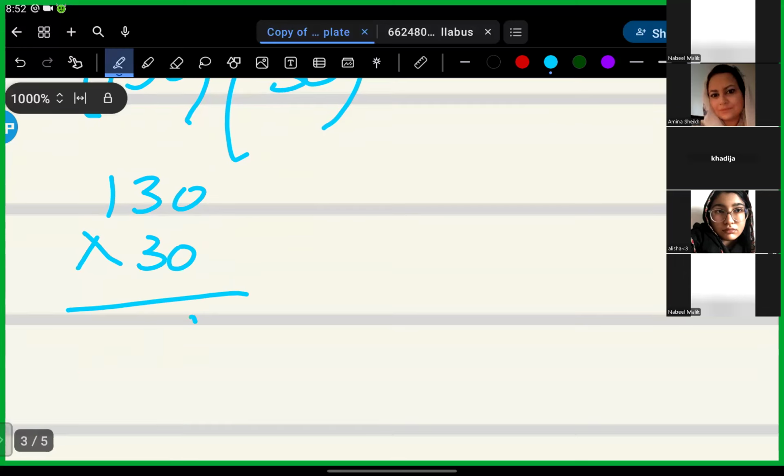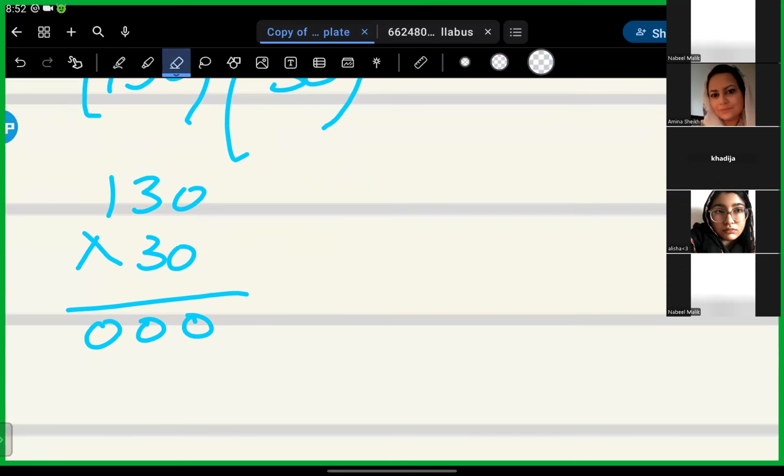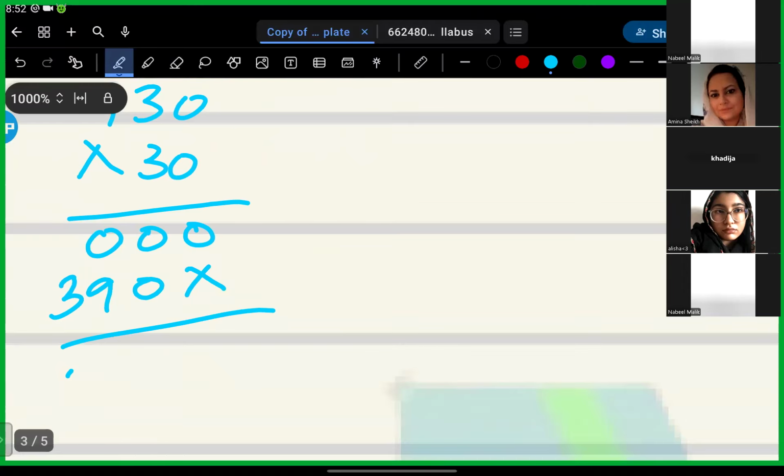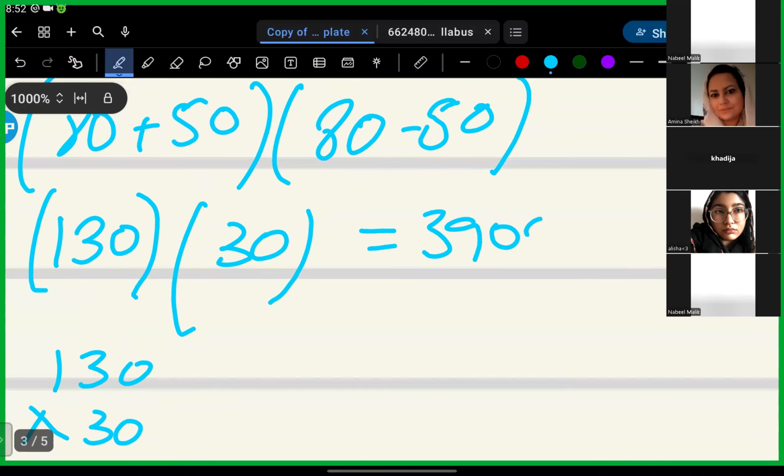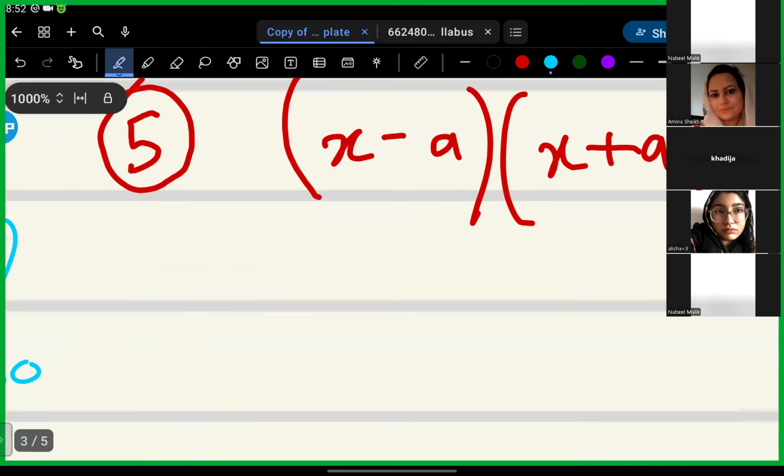So 0 times 0 is 0, and 3 zeros will come over here. 3 times 0 is 0, 3 times 3 is 9, and 3 ones are 3. So it is equal to 3900. So this is the answer, 3900. Now let's come to the next one.